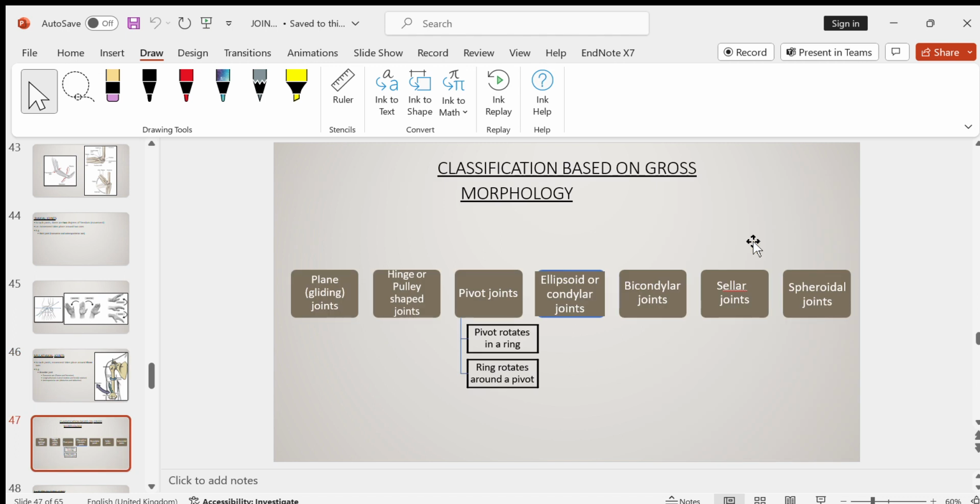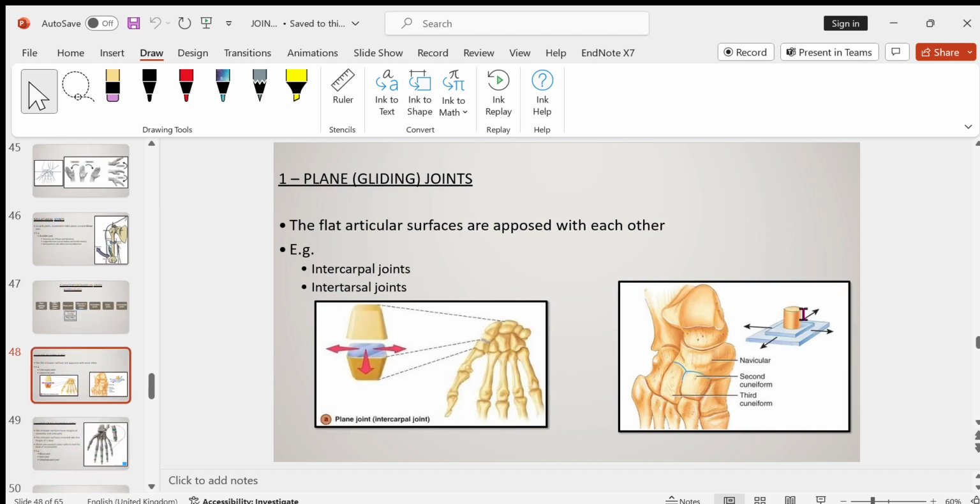The next classification is based on the gross morphology. So, morphologically, the joints are classified into plane joints, hinge joints, pivot joints, ellipsoid joints, bicondylar joints, sellar joints, and the spheroidal joints. We'll discuss these one by one.